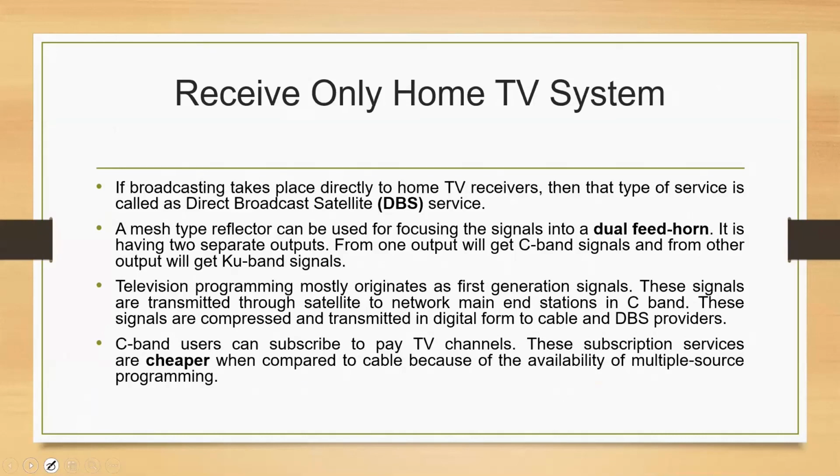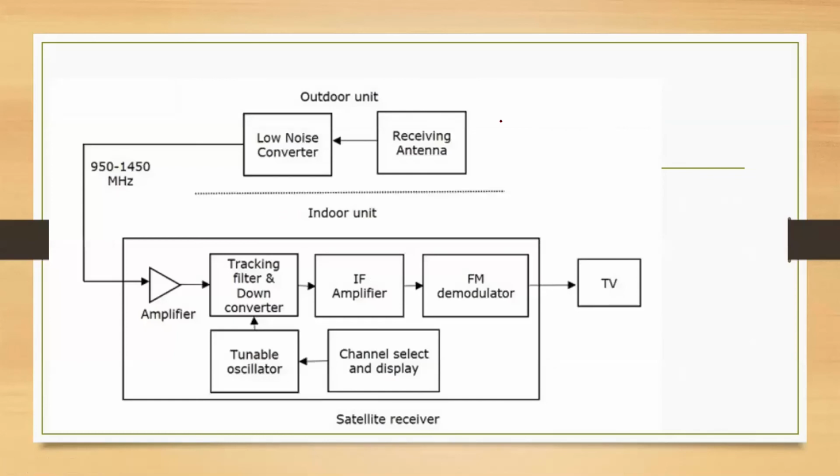It works on the C and Ku bands. From one output we will get the C band, and the other output will be Ku band. A mesh type of reflector can be used for focusing the signal into a dual feed horn. It has two separate outputs. I'll just show you the diagram. Normally it is the receive antenna, then the low noise amplifier. This is the signal being received.